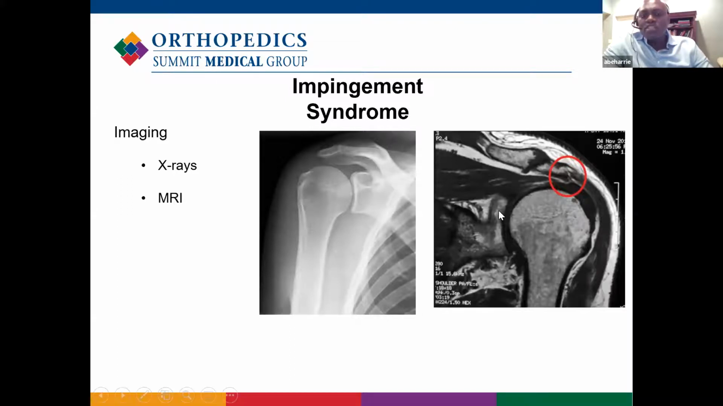MRI of the shoulder is typically done if patients have chronic pain or if they present after an injury. And what we can see here is that on this MRI slice, which shows the ball and socket of the shoulder, as well as the rotator cuff, this is the acromion, and we can see that there's a little hook in the acromion and it's pushing into and causing damage to the rotator cuff.